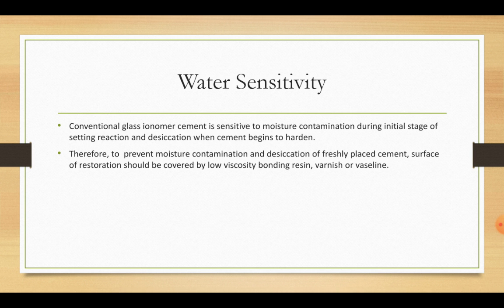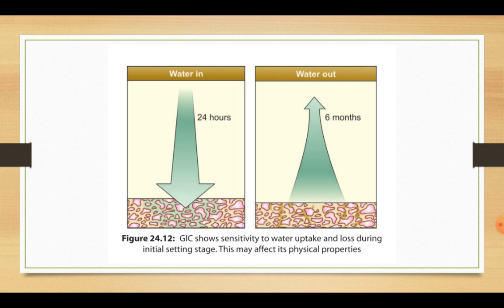Here you can see in this diagram how GIC shows sensitivity to water uptake and loss during its initial setting stage. This may affect its physical properties. During the 24 hours, water is taken up and water is taken out, during the initial setting and also during the 6 months.